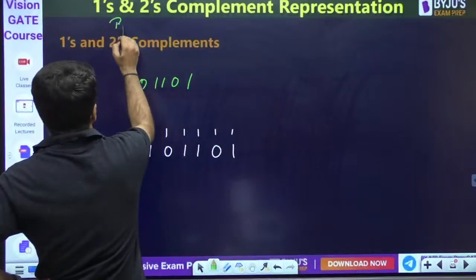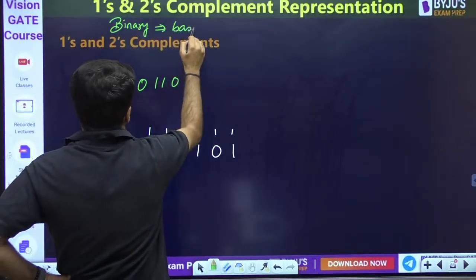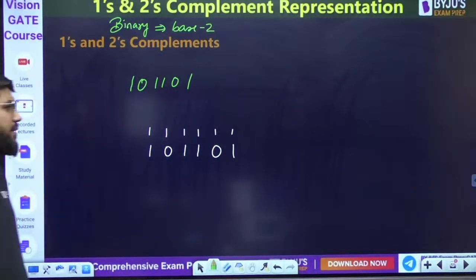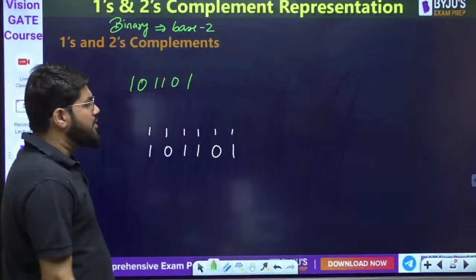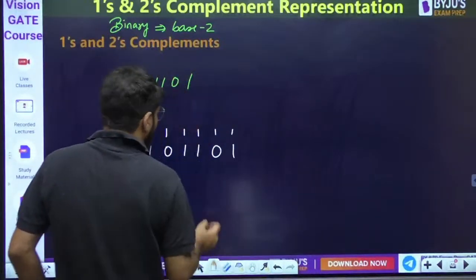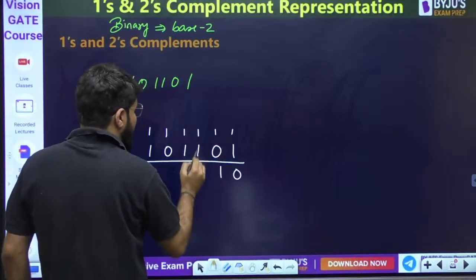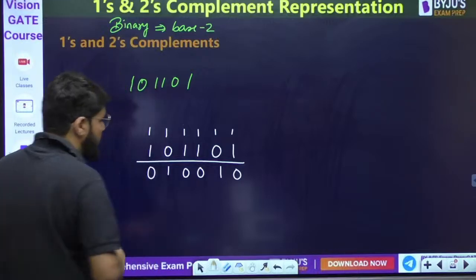Now I am jumping to binary, and binary, as we all know, is base 2, so r minus 1 is 1. Subtract every digit by 1. That's what we are supposed to do. So subtracting by 1: 1 minus 1 is 0, 1 minus 0 is 1, 1 minus 1 is 0, 1 minus 1 is 0, 1 minus 0 is 1, 1 minus 1 is 0.